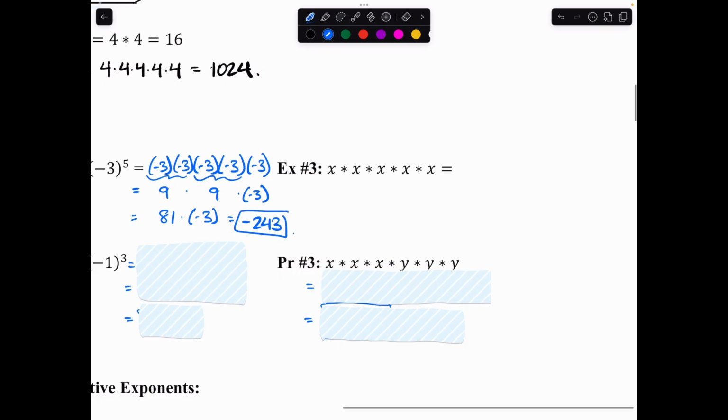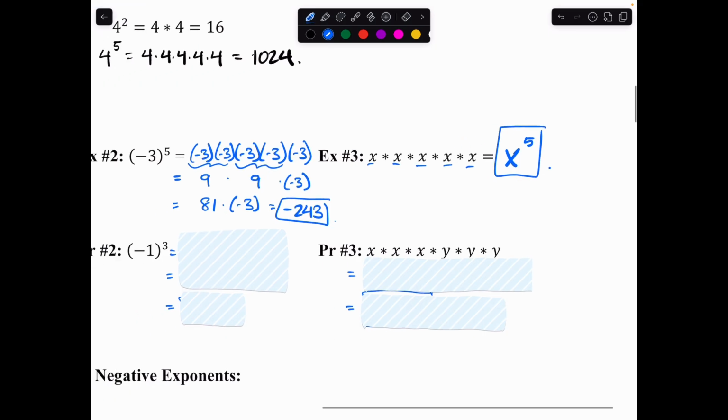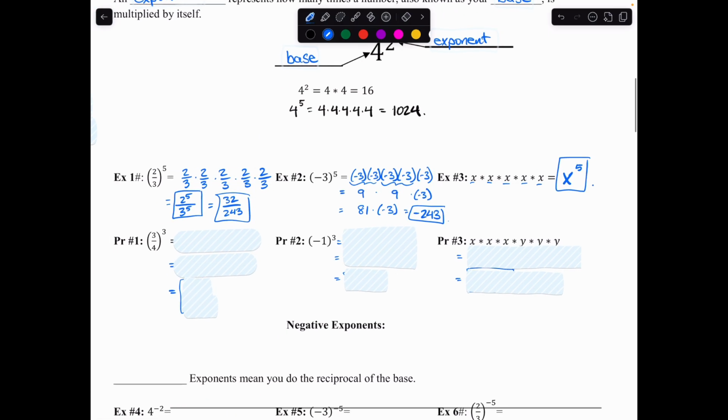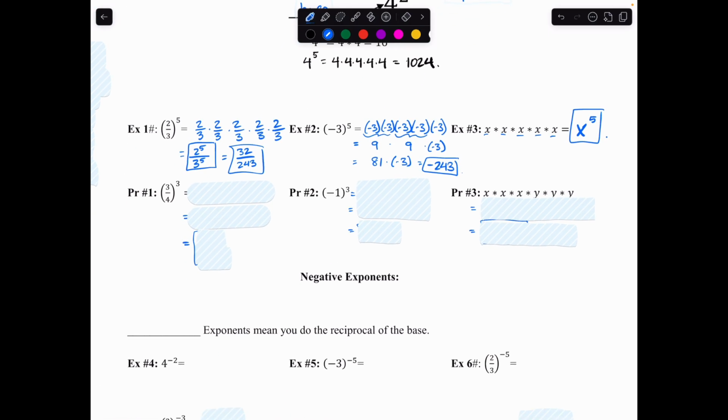At any rate, let's move on to our last example for now. We have a base that is a variable this time. We have x times itself 5 times. That's x to the power of 5. Since we don't know what x is, that's all we can do. We just write it as an exponent. Okay, try practice problems 1, 2, and 3 on your own, and then come back and check your work.